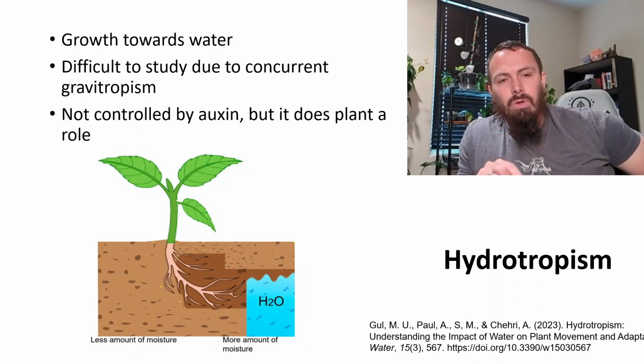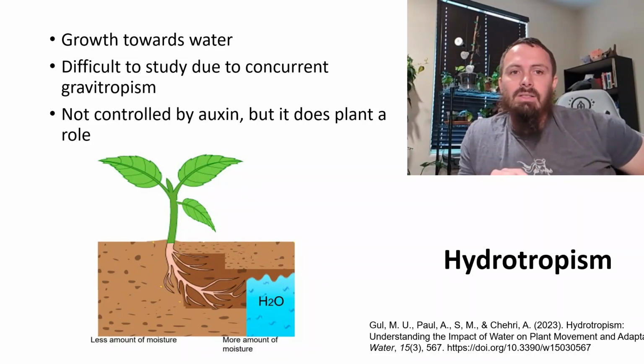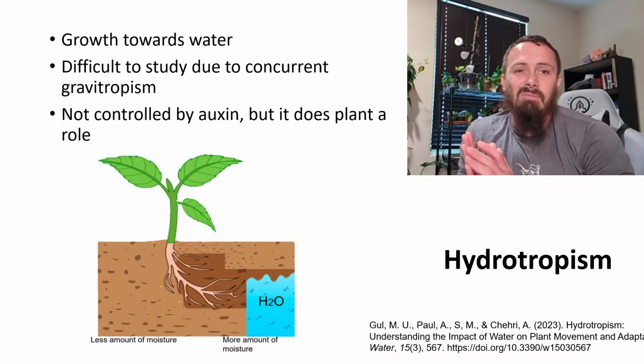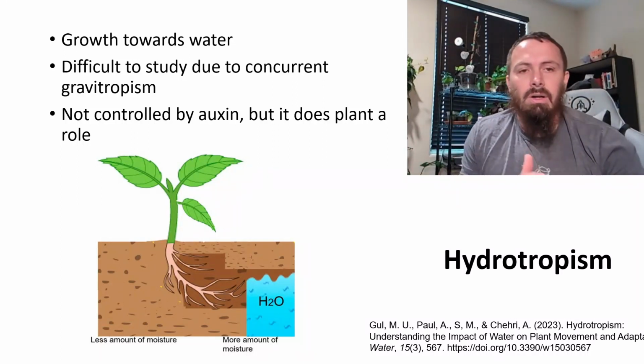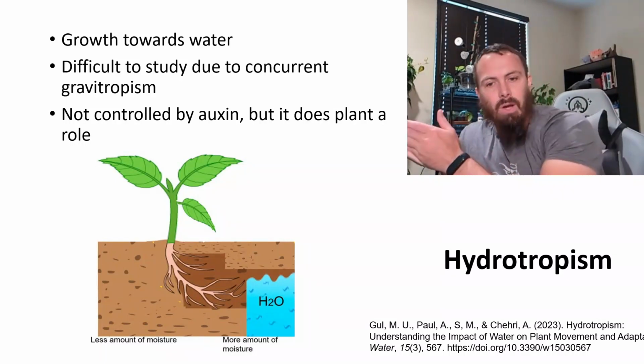We do know that it's not controlled the same way. Auxin does not play as big of a role in hydrotropism as it does in gravitropism or phototropism. We know it plays a role, but we don't know exactly the nuances between it. So for hydrotropism, we're just going to talk mostly about that it exists, that positive hydrotropism would be growing towards water, negative hydrotropism would be growing away from water.